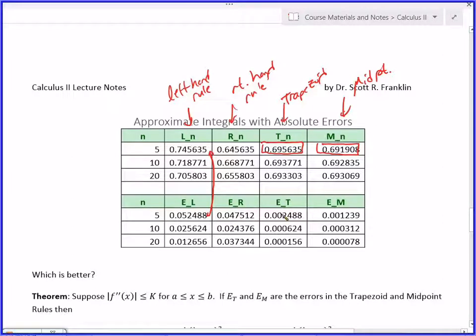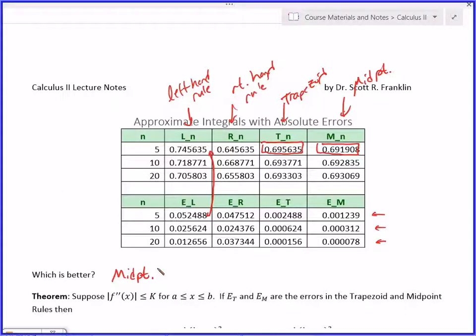Okay? The trapezoid rule, that's what we got, was 0.002488. And for our midpoint rule, we got 0.001239. So notice as you go along this way, which one is better in every case? Midpoint.